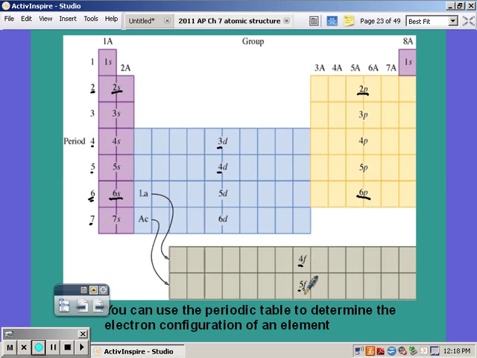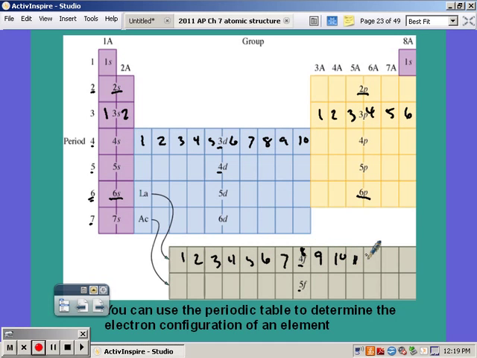The s block can hold 2 electrons at most, and it has 1 orbital. The p's can hold 6 electrons, and it has 3 orbitals. Each d can hold 10 electrons, and it has 5 orbitals, and the f's can hold 14 electrons, and there's 7 orbitals.